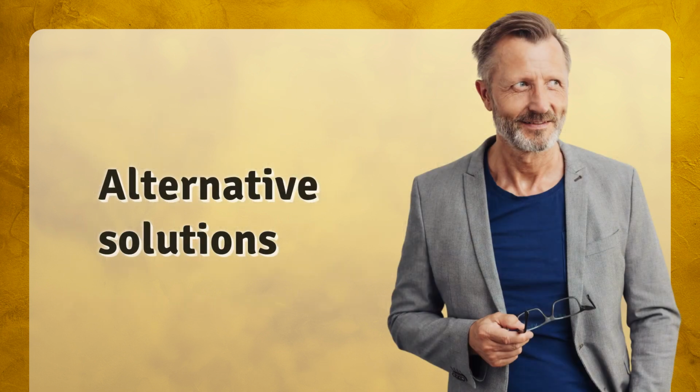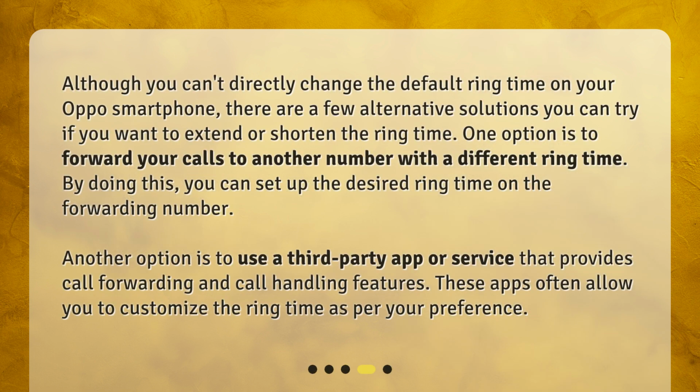Alternative solutions. Although you can't directly change the default ring time on your Oppo smartphone, there are a few alternative solutions you can try if you want to extend or shorten the ring time. One option is to forward your calls to another number with a different ring time. By doing this, you can set up the desired ring time on the forwarding number.